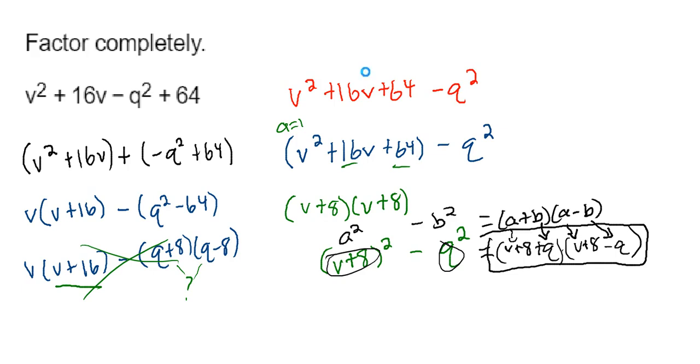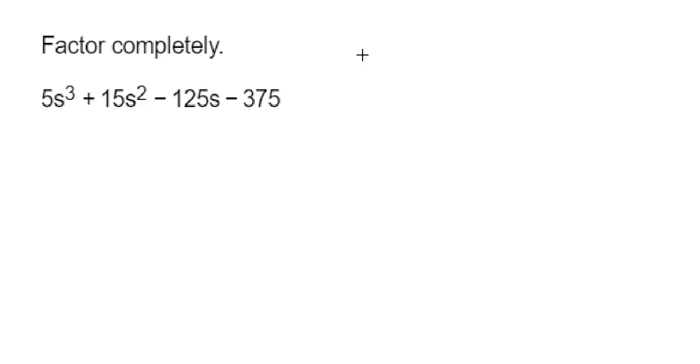All right, let's take a look at another example. So again, we have 4 terms here, so I'm planning on using factor by grouping. But before I jump into that, we want to look for the greatest common factor. And we actually have one here. Notice that each of these ends in a 5, so I can factor out a 5. That's going to leave me with s to the third power plus 3s squared minus 25s minus 75. Yes, it is 75. All right.